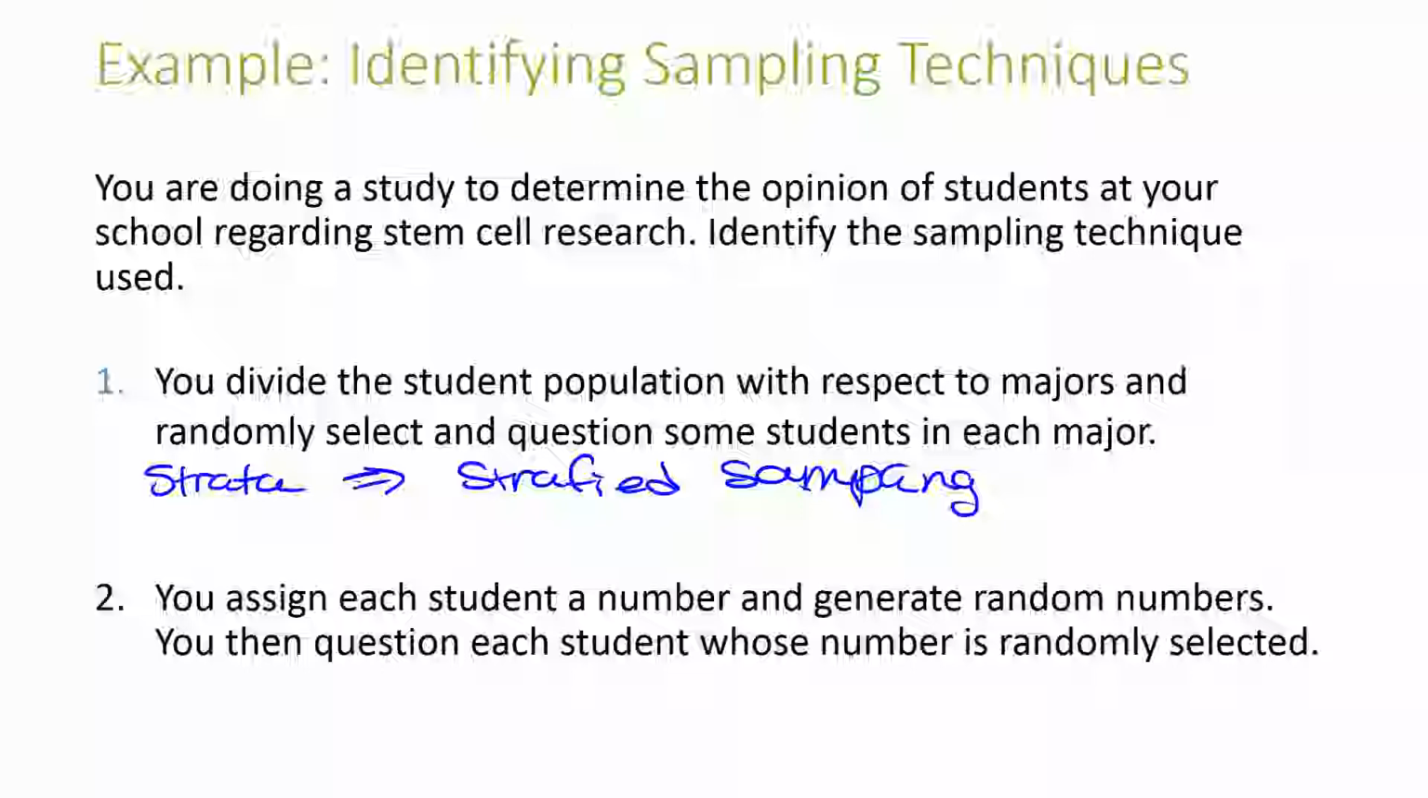Another option is to assign each student a number and generate random numbers. And then whoever's number is generated is who we talk to. So this is a very basic random sample, and so we call this method the simple random sample.